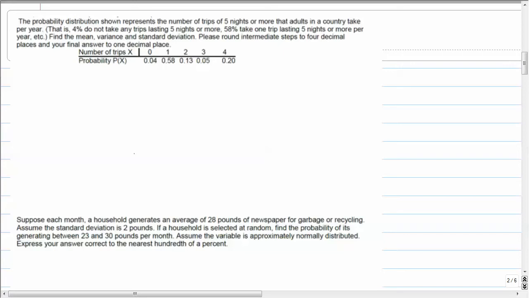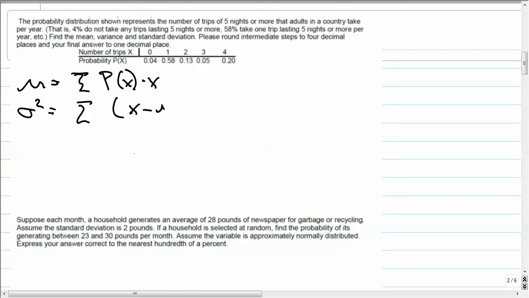But again, you're going to be basically working with the mean, which is the sum of the probability of x happening times x. So you just multiply each x by its probability and add them up. And then the variance, sigma squared, is you take the difference between x and the mean, square it, and then multiply it by its associated probability. I usually make a table for that.